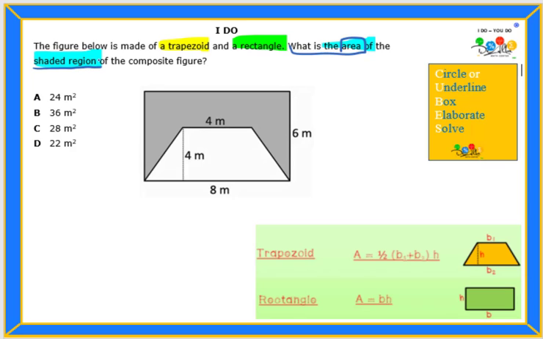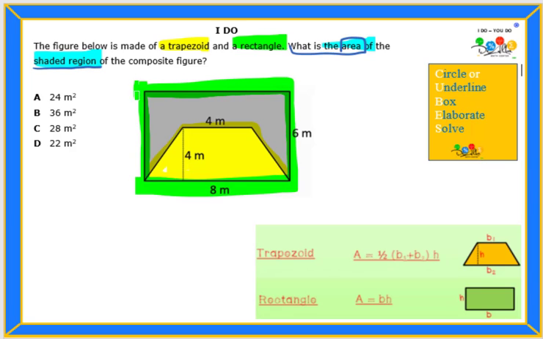So if we take a look at the figure, the first thing we're going to see is that they already told us the two simple shapes that it is made out of. It is made out of a trapezoid, which we see here, and it is also made of a rectangle. And the only part we're interested in is the shaded region, which is this part here.